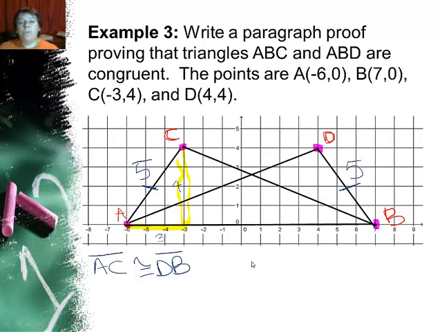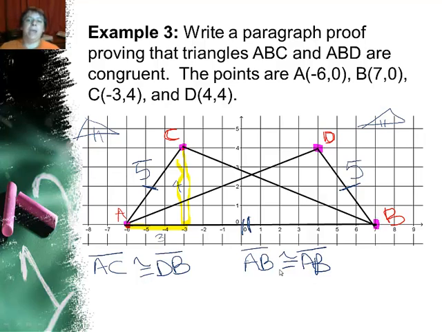I also know that AB is congruent to itself. See how it's shared between both triangles? If you need to, draw them as separate triangles, all right? And you can say, aha, these two are shared, so they're congruent. So in your paragraph, you would say, I know AB is congruent to itself because of the reflexive property of congruence. Okay, so I need just one more side.